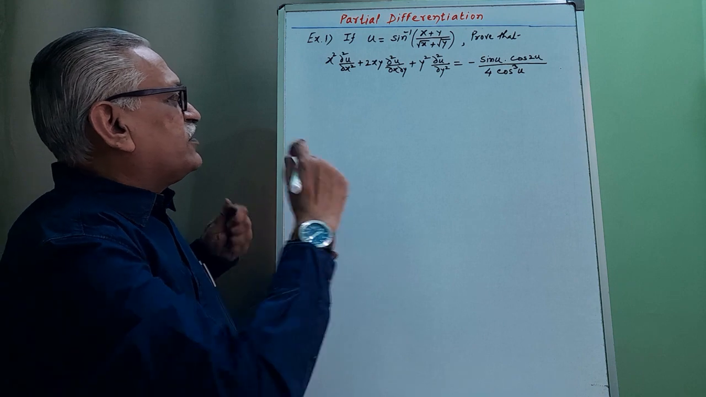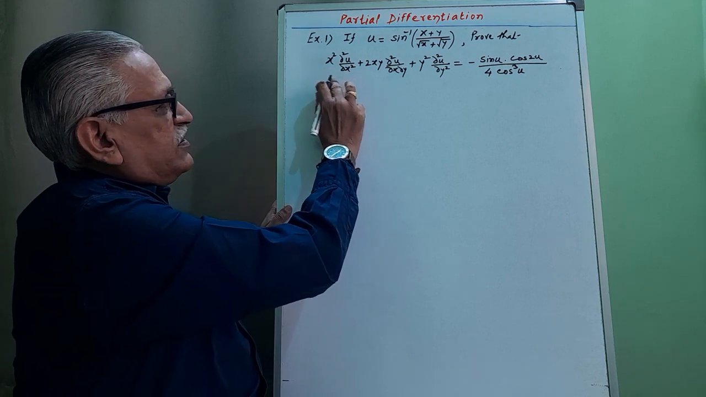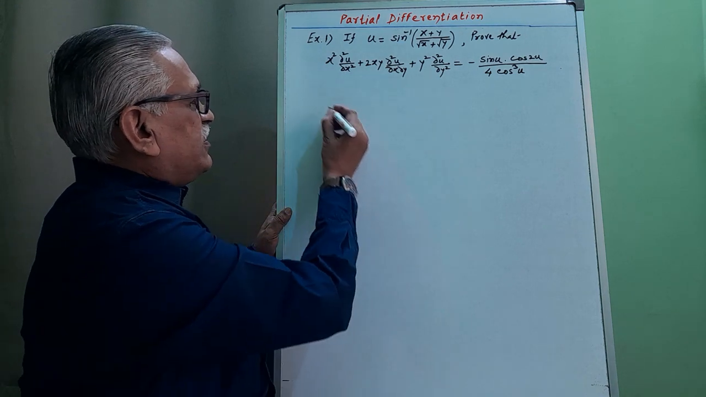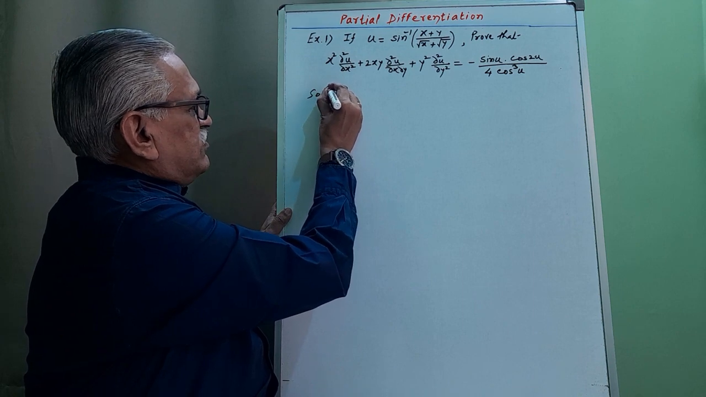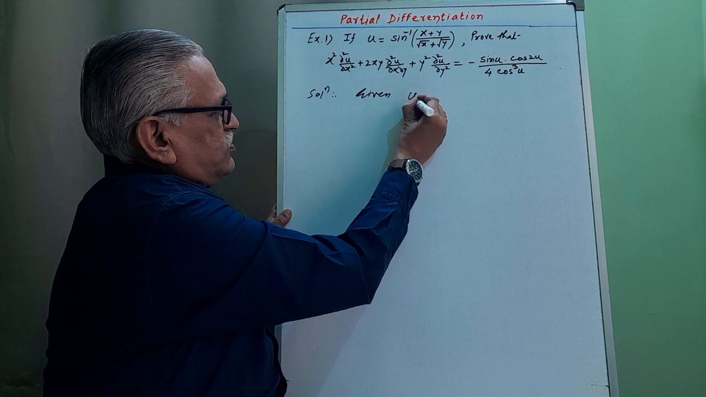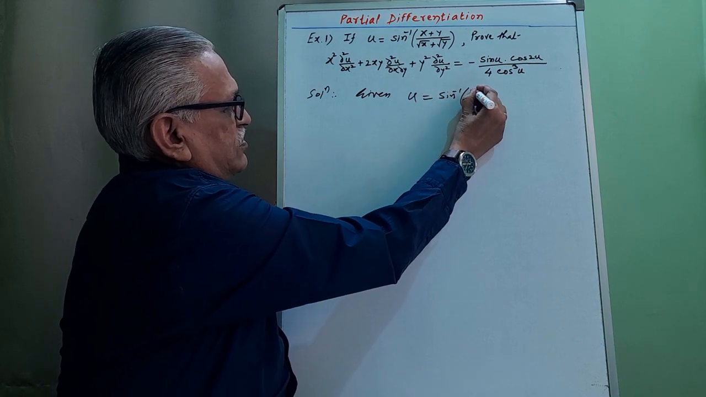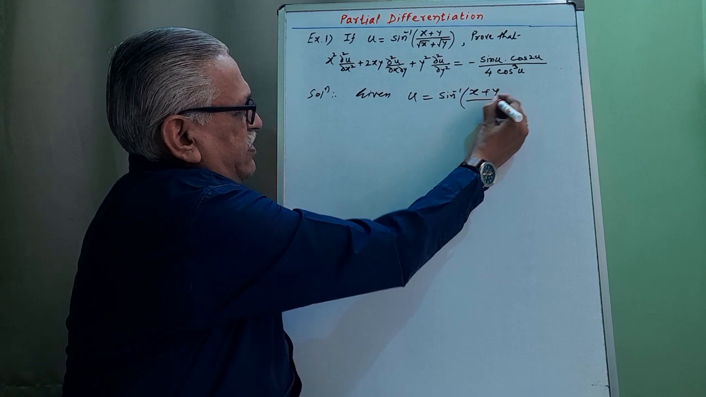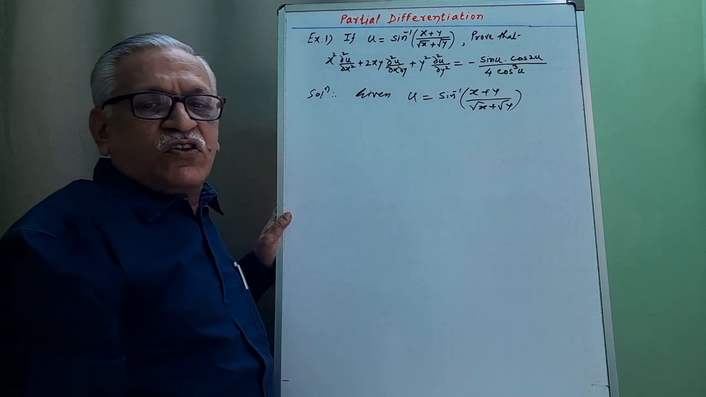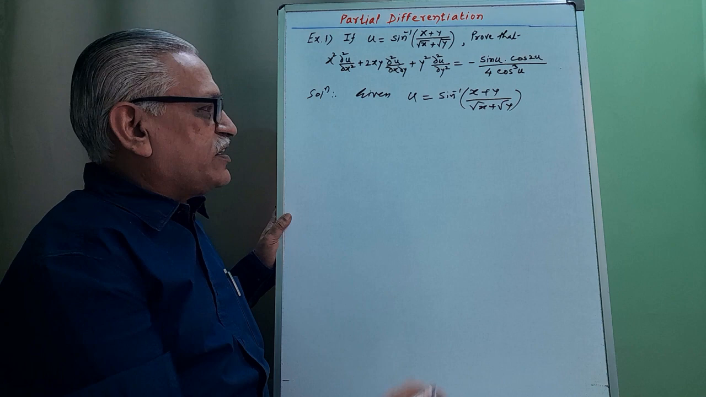To prove this, if you observe the terms of this required expression, it indicates that it is a problem of Euler's theorem. Here the given function is u is equal to sine inverse of (x plus y) divided by (root x plus root y). It is a function of a function. Therefore, it becomes case 2 for Euler's theorem.